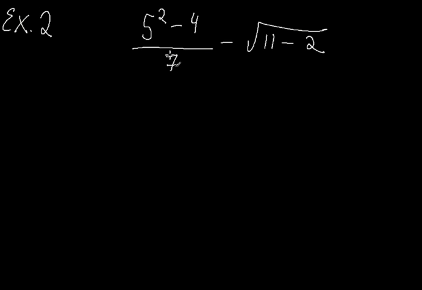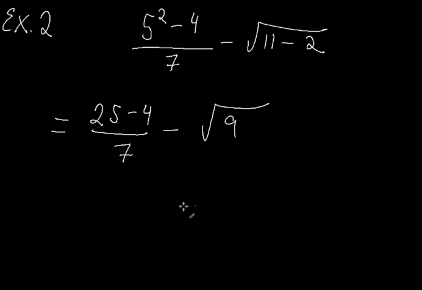All right, next example. I have 5 squared minus 4, and that's all over 7, minus the square root of 11 minus 2. Okay, in some ways, this square root is actually acting as a parenthesis, but since these are separated by subtraction, we don't have to worry about it too much. We can actually work on them independently, and we'll still be fine. So 5 squared, well, that's 25 minus 4 over 7. And what is 11 minus 2? Well, it's 9. Okay. So 25 minus 4, that's 21 divided by 7.